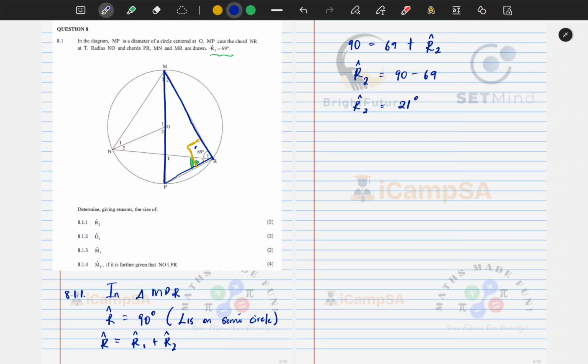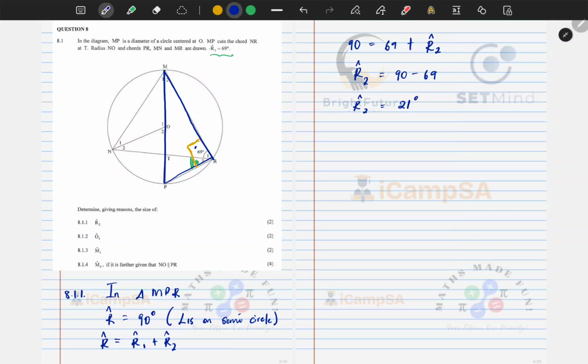Another approach could have been, if you look at the same triangle, remember what we know about angles at the center. We know that this is going to be 180, and if that is 180, the angle at the center is twice the angle at the circumference. So if this is 180, this would be 90 degrees, and then from there we apply the same rule. So that's how we solve 8.1.1.